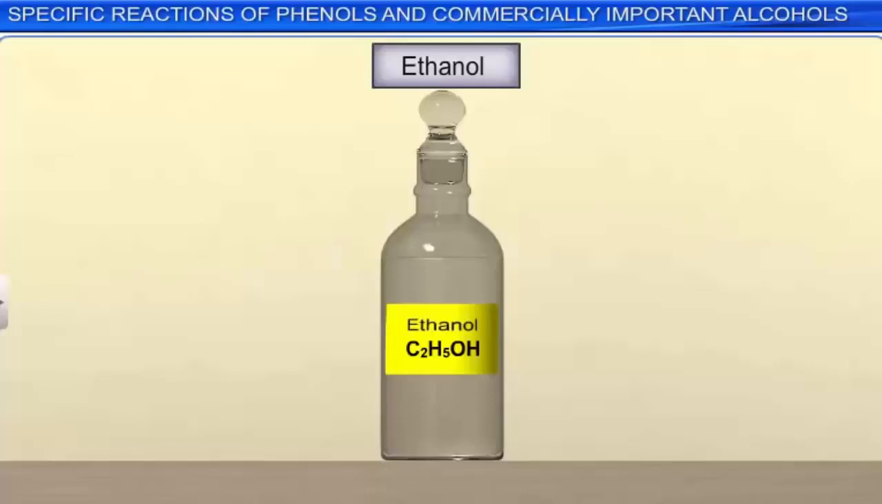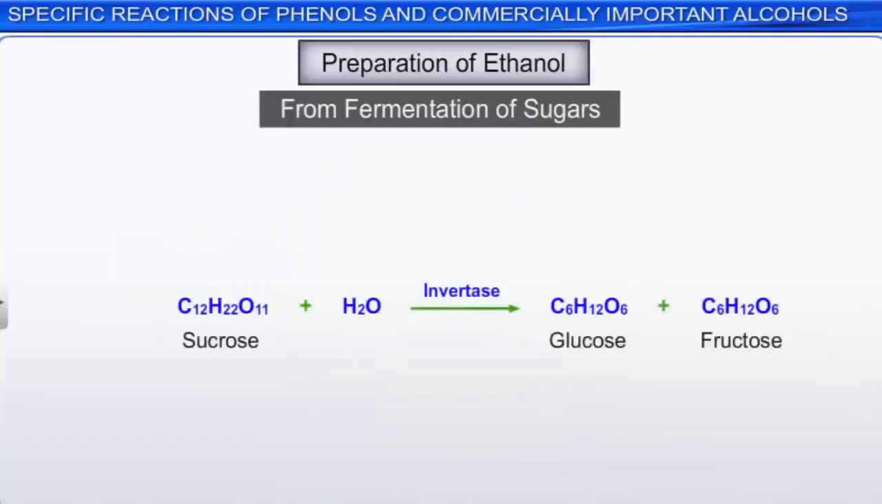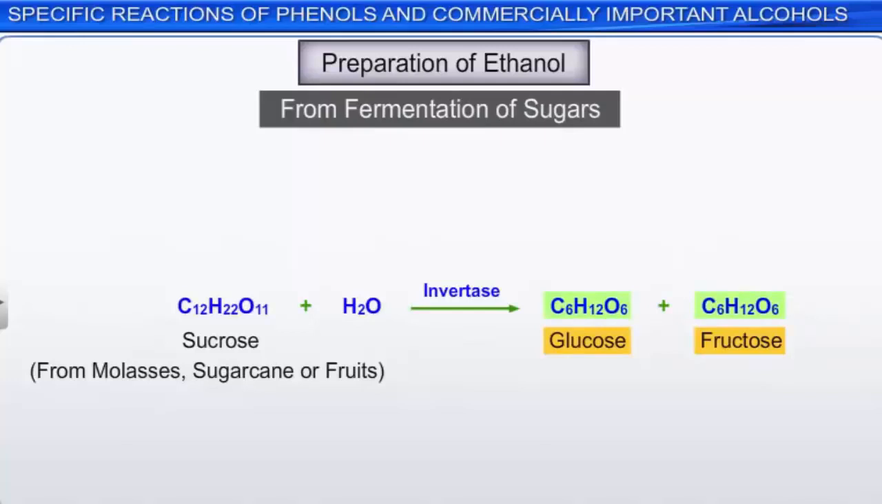Ethanol has the chemical formula C2H5OH. It is primarily formed from the fermentation of sugars from various plant materials. First, the enzyme invertase converts the sugar in molasses, sugarcane or fruits into glucose and fructose. Both glucose and fructose have the same molecular formula, C6H12O6.